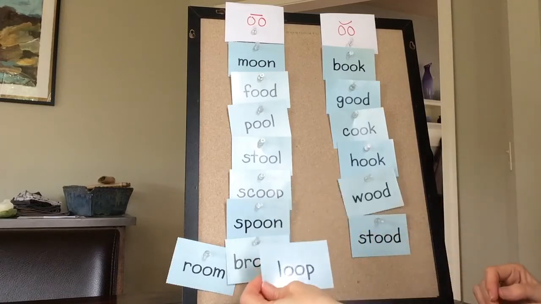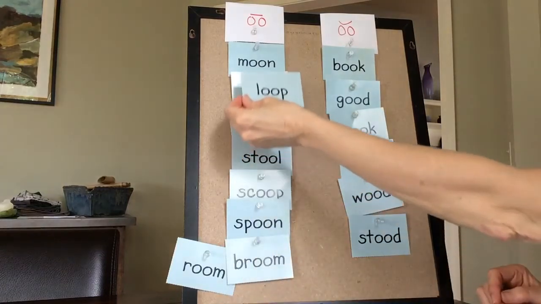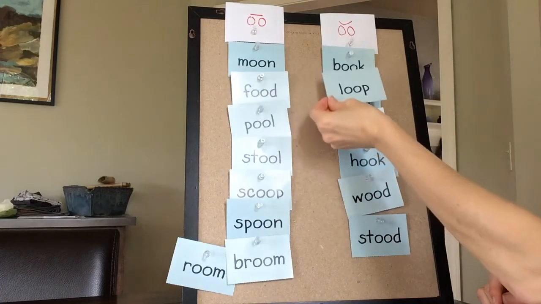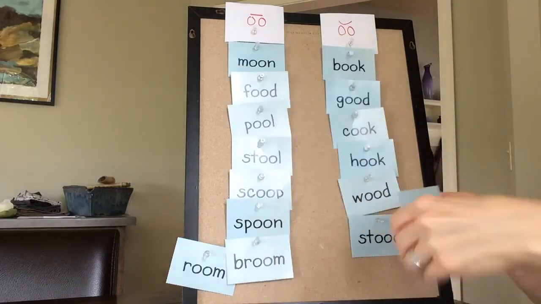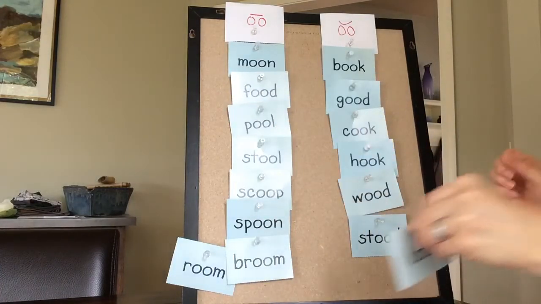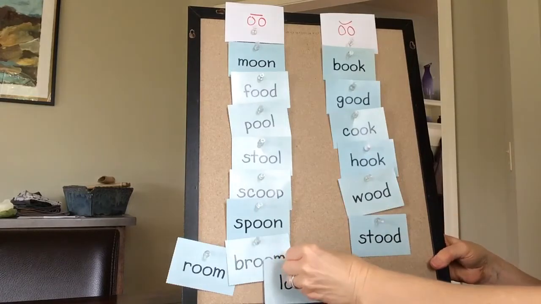And then lastly, we have OOP. Is it loop? Is it like moon or book? Yep, it's going to go on this side too. Ow, I just got myself. All right, there we go, like that.